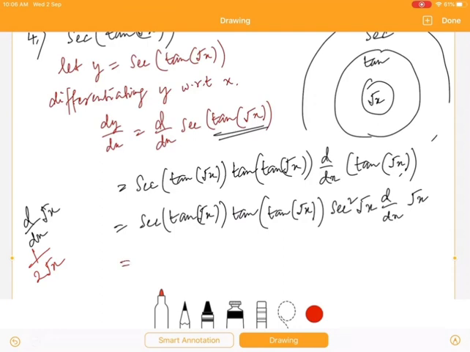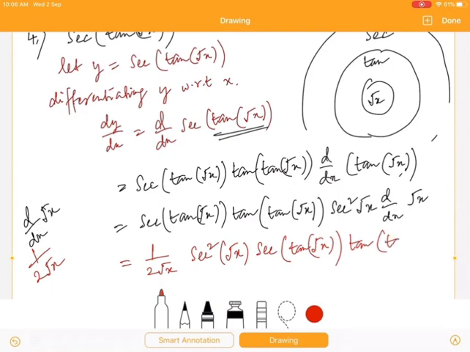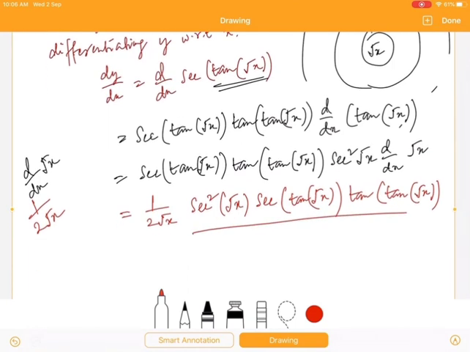So here it's 1 by 2 root x. Let's write it in front. If you write this one last, there is no problem, but let's write it in front. So 1 by 2 root x, sec square root x, sec of tan root x, then tan of tan root x. So that's it. This is the answer for differentiating sec of tan root x.